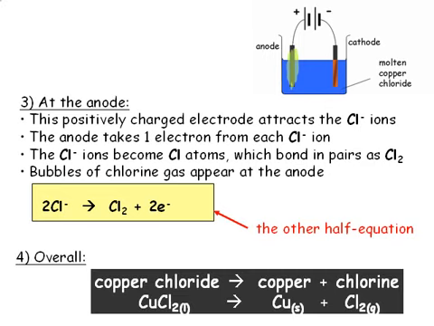If we combine the two half equations, which we can do by adding them together, we can see that the overall effect of the electrolysis is to turn the ionic compound copper chloride into the elements copper and chlorine.